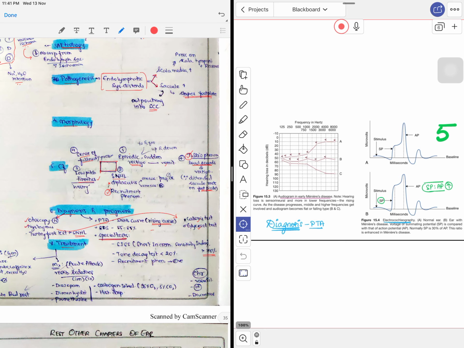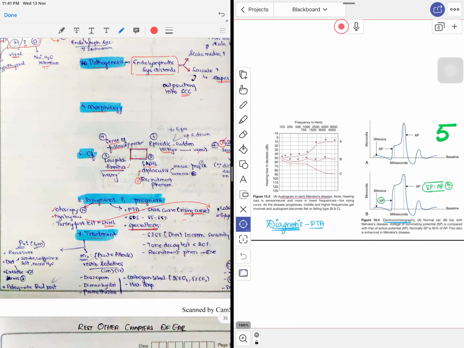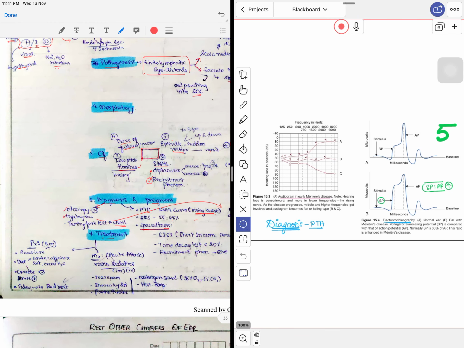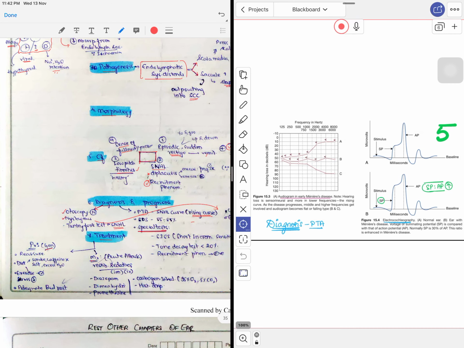Now let's discuss the treatment of this disease, Meniere's disease. Any disease can be treated in three ways. First is the general line of management, second is the medical line of management, and the third is the surgical line of management. Let's study the general line of management, which we suggest when the person has mild Meniere's disease.